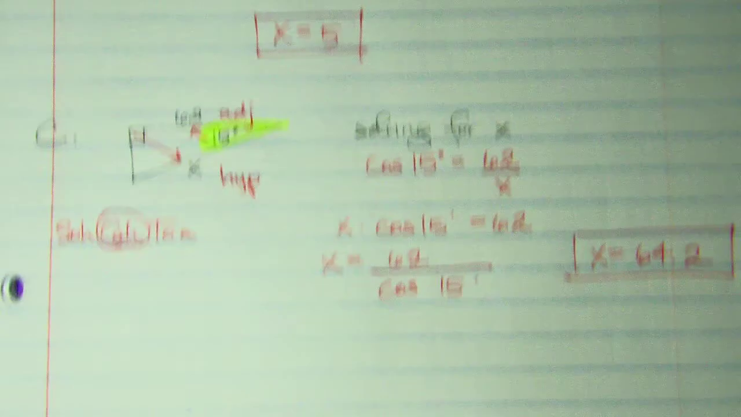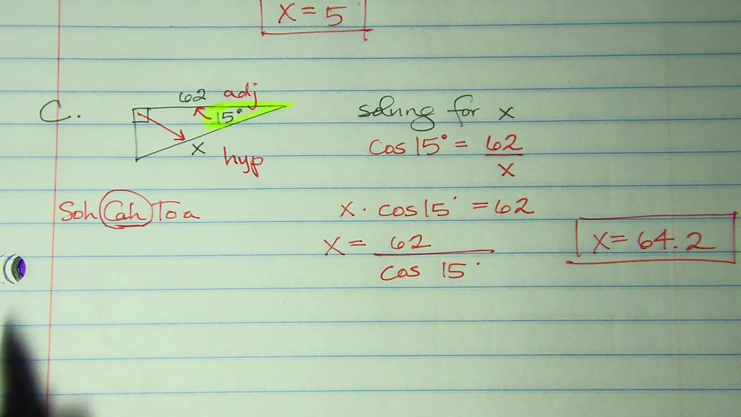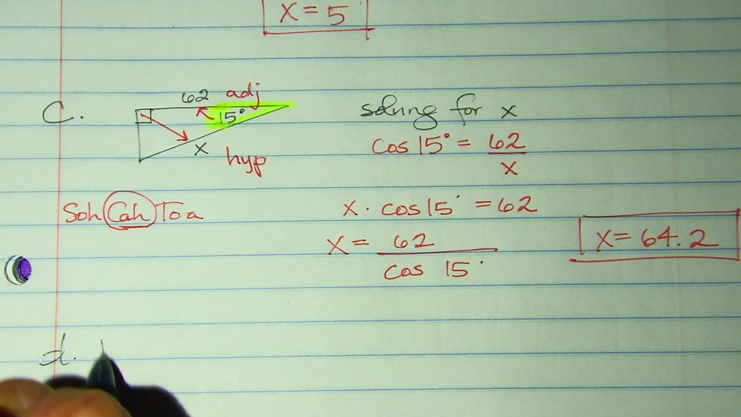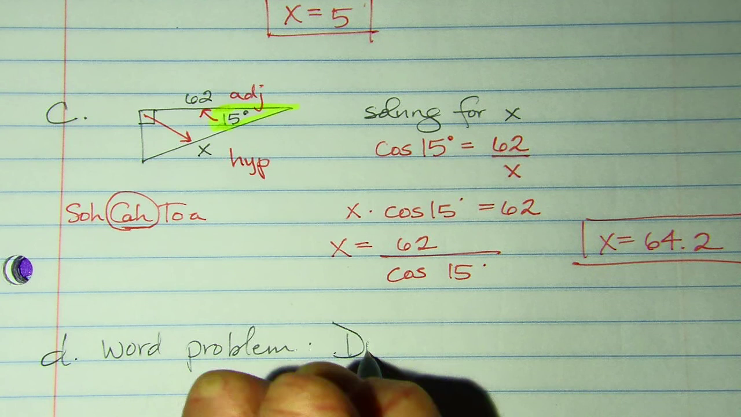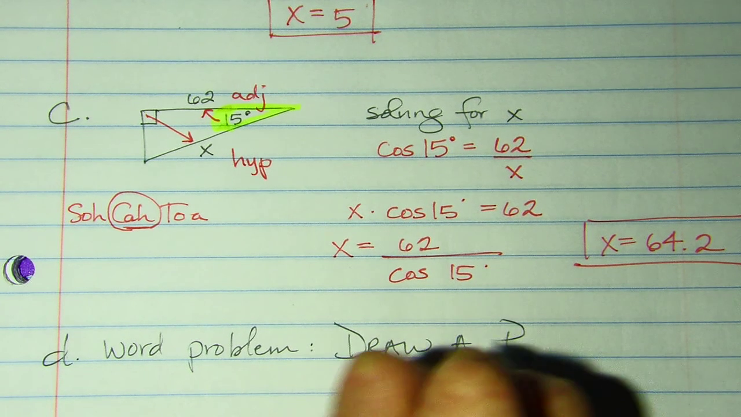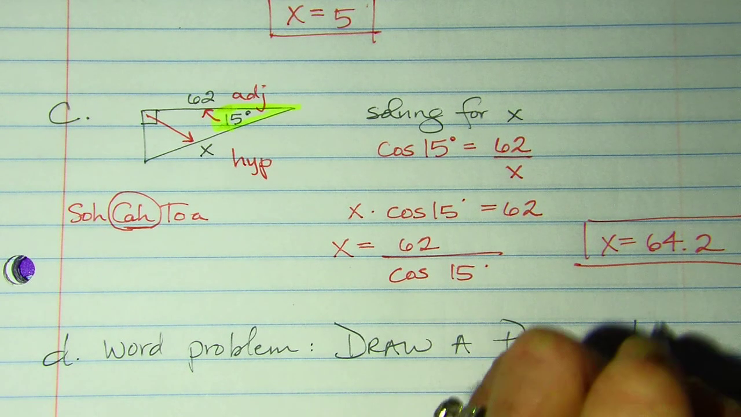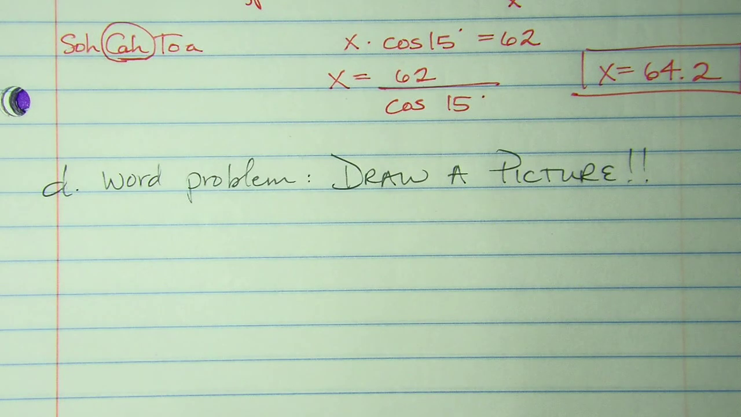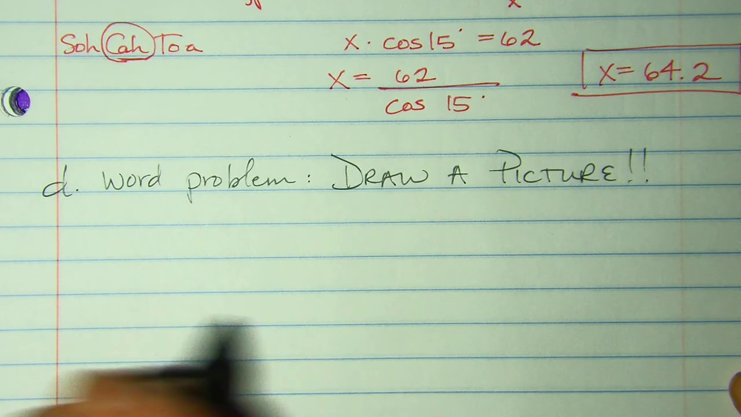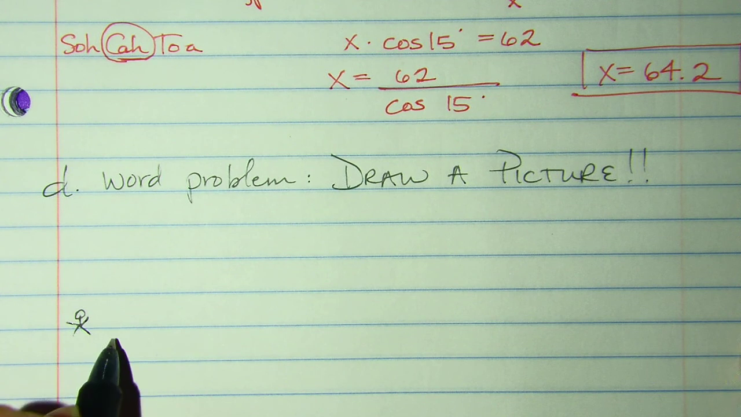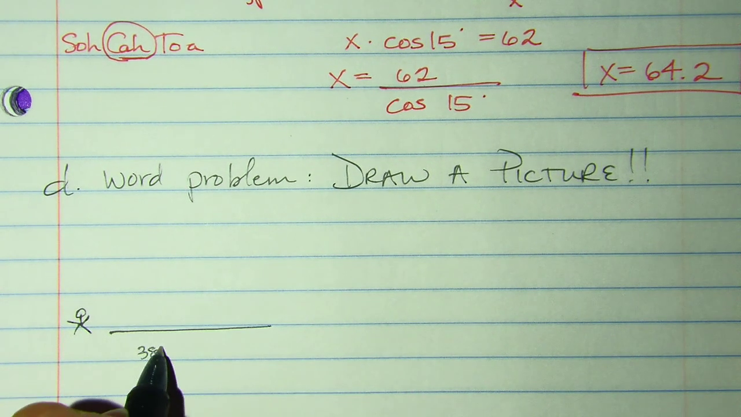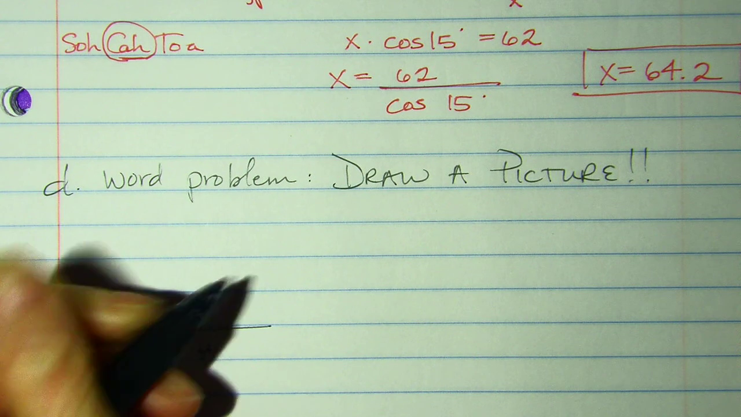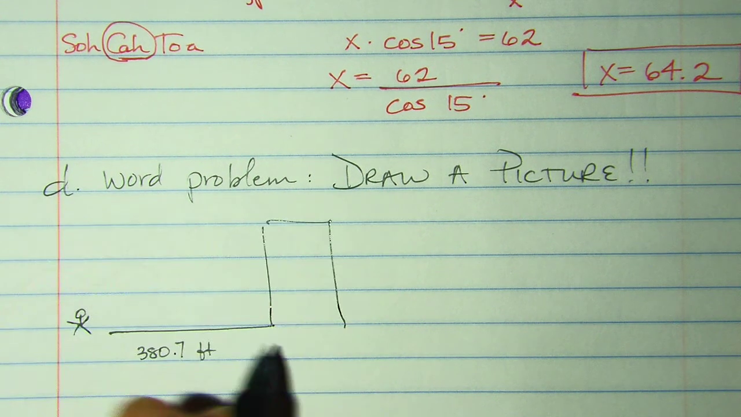All right, last one. This is a word problem. So when we have a word problem, draw a picture. Okay, it'll help you solve. So it says a surveyor is located. So I'm going to draw my little surveyor. He's located 380.7 feet from the base of the Chrysler building.